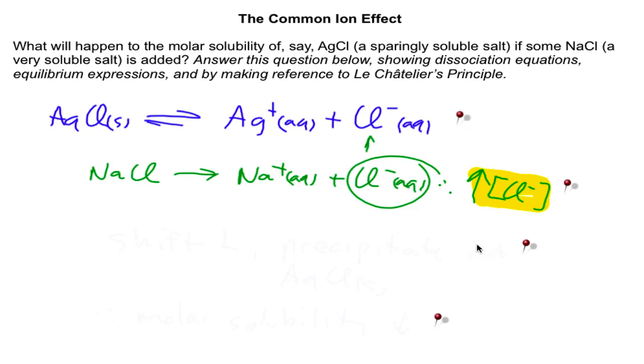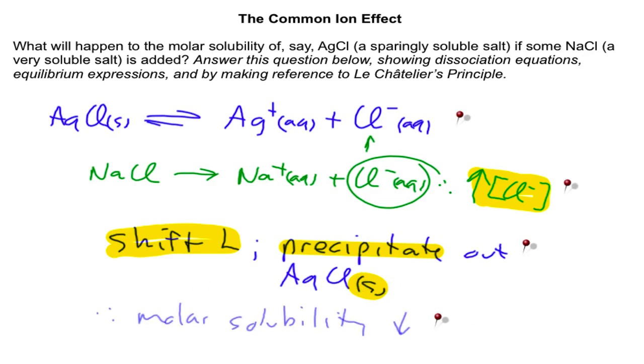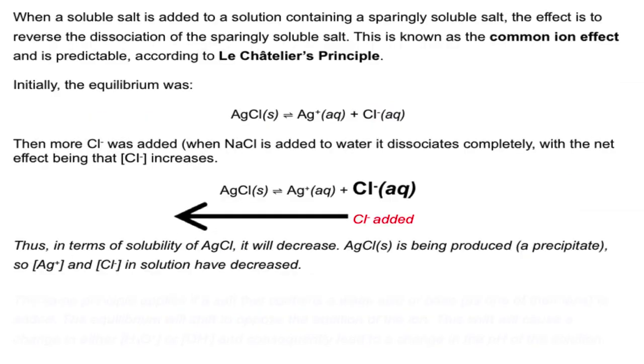So we can predict based on Le Chatelier's principle what's going to happen here because of the increased concentration of chloride ion. It's going to shift left towards the reactant silver chloride and produce more solid. As a consequence, this would be viewed as a decrease in molar solubility.